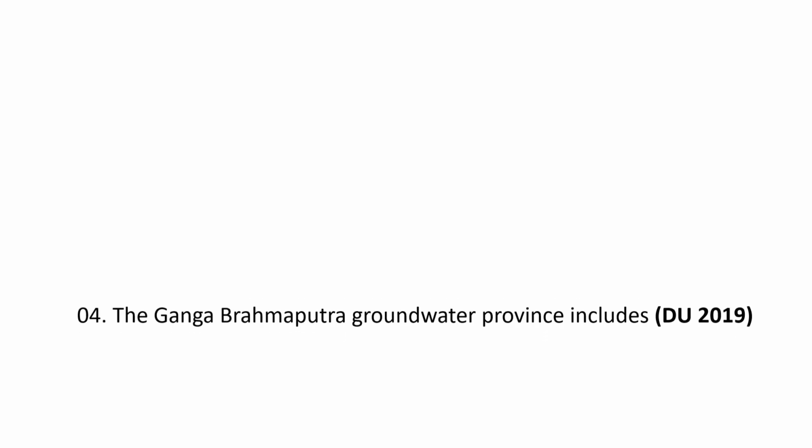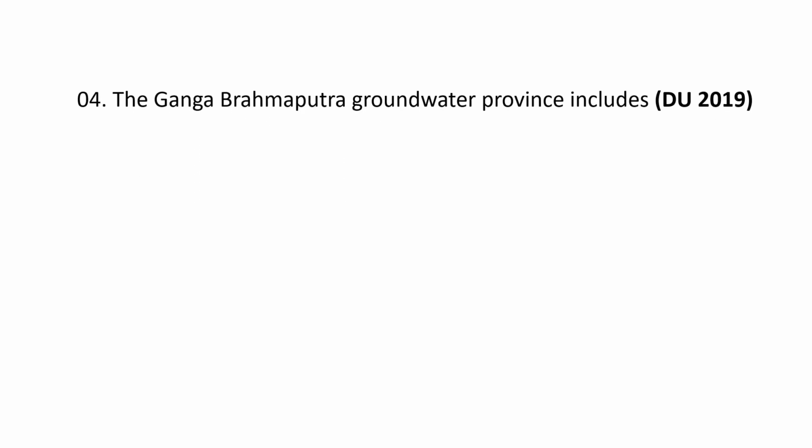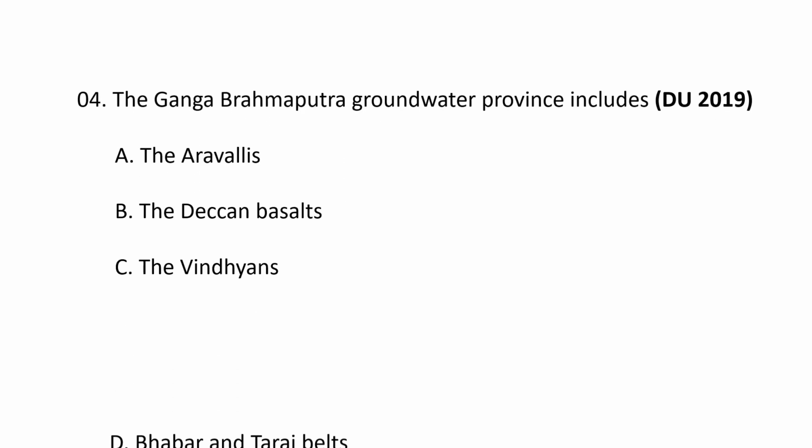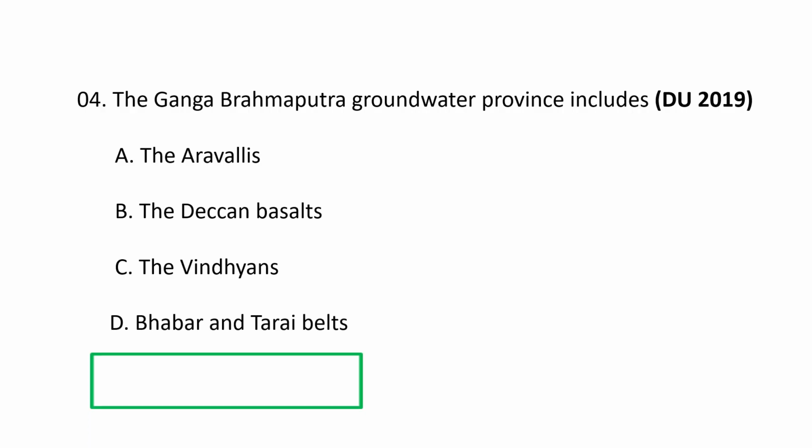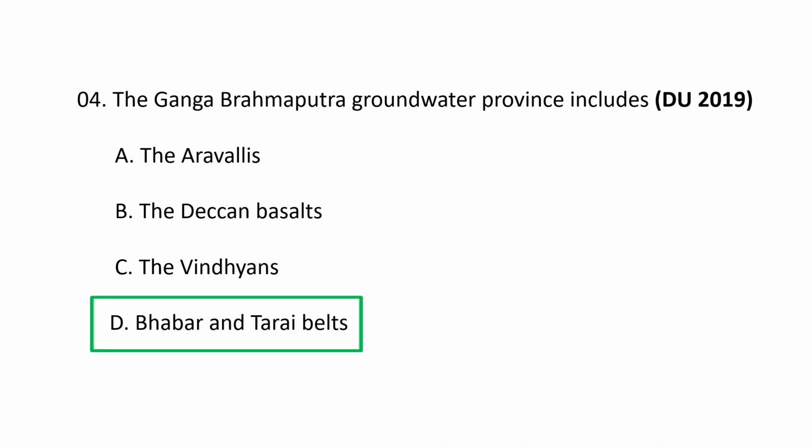Next question. The Ganga Brahmaputra groundwater province includes A. the Aravalis, B. the Deccan basalts, C. the Vindhyans and D. Bhabar and Tarai belts. The correct option is D, Bhabar and Tarai belts. The Bhabar and Tarai belts are integral parts of the Indo-Gangetic Brahmaputra plain, which also serves as the Ganga Brahmaputra groundwater province.